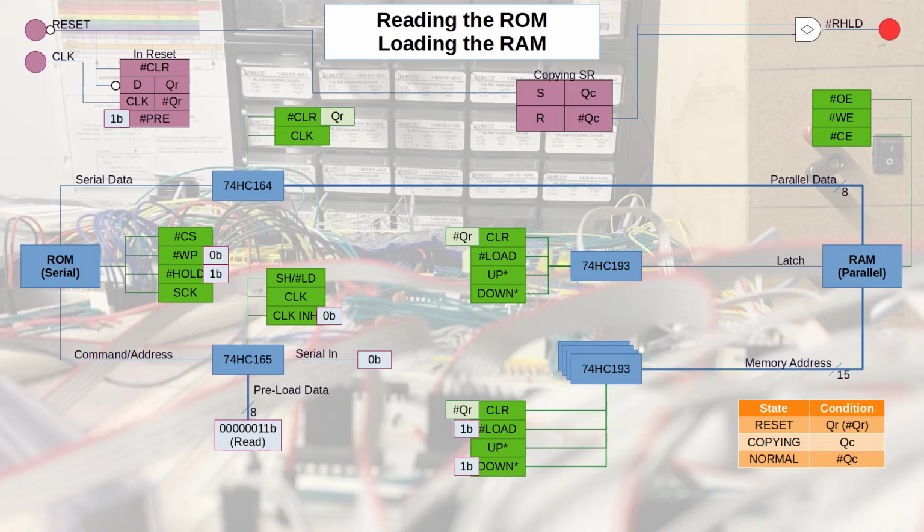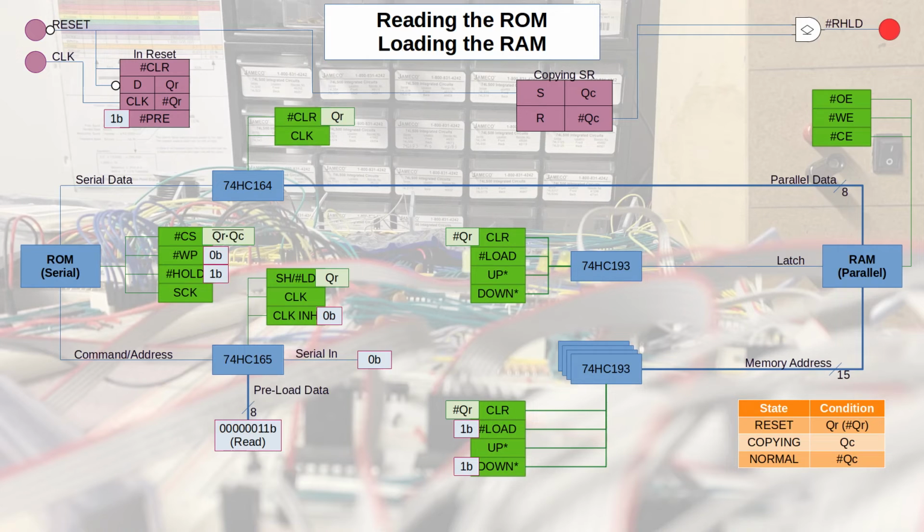The 74HC164 IC has a clear signal as well. That one is going to be the QR signal. The 74HC165 has a shift and load signal. We want the load signal to be active while we are in reset, so that will end up being the QR signal.